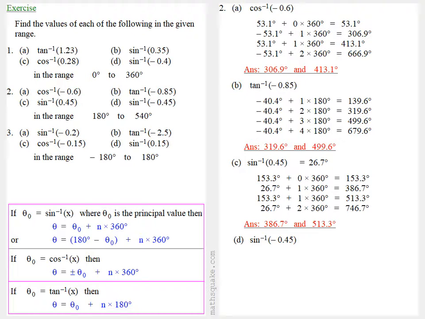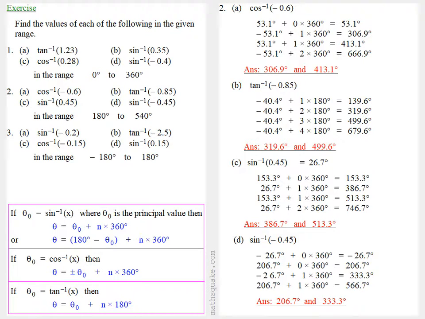In part D, we're asked to find the inverse sine of minus 0.45. On a calculator we get a principal value of minus 26.7 degrees, and the other important value is 180 minus minus 26.7 degrees, which is 180 plus 26.7 degrees, which is 206.7 degrees. Well, we can add 360 to those two answers and get the table below, and we see the only two values that are in the range are 206.7 degrees and 333.3 degrees.